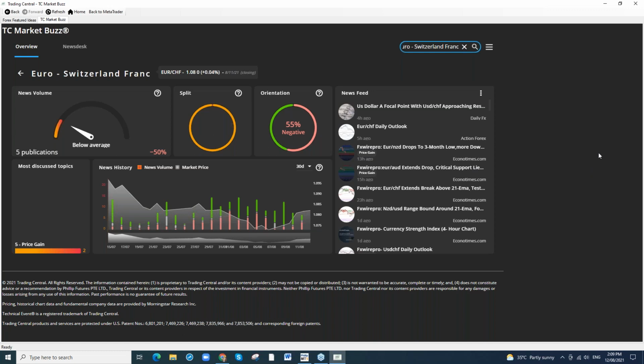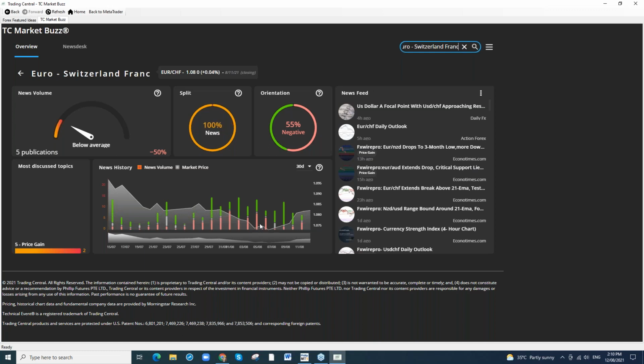Here we are looking into the Forex currency pair. On the news feed, for example, you have all the news which are related to this specific pair. Here you can see how many publications were related to this pair in the past 24 hours, what is the split in the news, is it positive or negative, the orientation of the news, most discussed topics, and what was the news history volume and the market price on the chart.